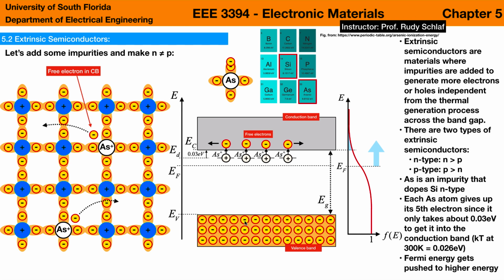And so when we look here at the band diagram, the arsenic ions are just 0.03 electron volts below the conduction band minimum EC, and if you remember that kT at room temperature is 0.026 electron volts, that's very close to 0.03. That means that most of these arsenic atoms in the silicon crystal will be ionized, will have given their electrons into the conduction band at room temperature.